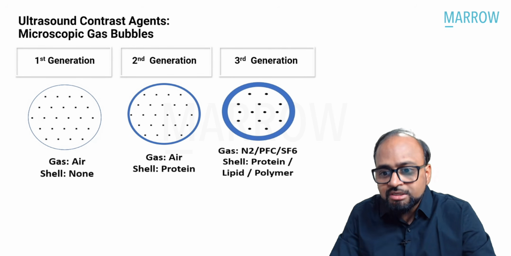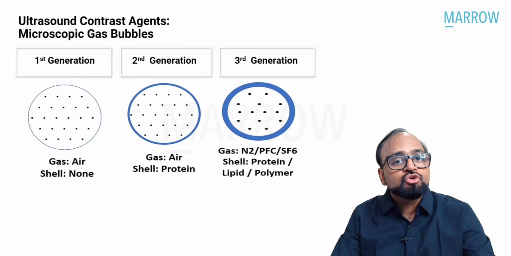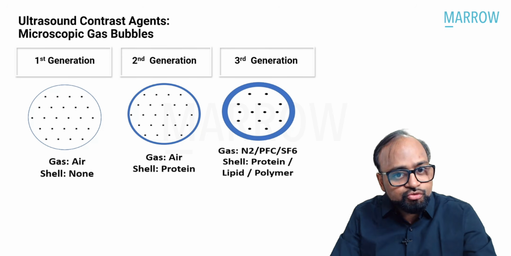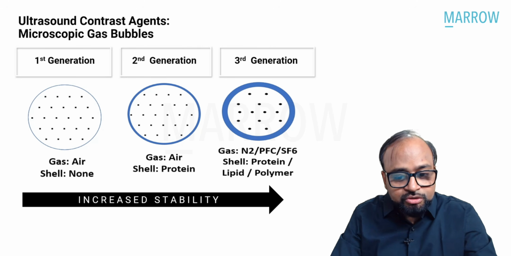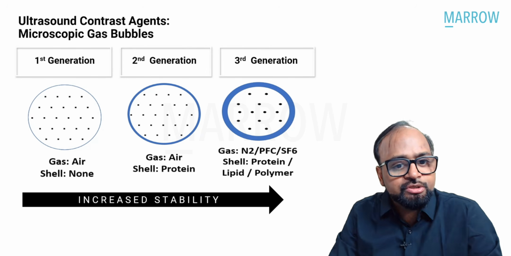Most recent ones are third generation, where there is a gas, nitrogen or polyfluorocarbons, and a shell made up of proteins, lipids, or polymers. These are very stable, very long lasting, and can be used effectively for target organ imaging. So there is increased stability as we go from first generation to second generation to third generation.